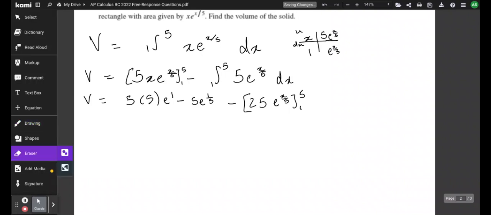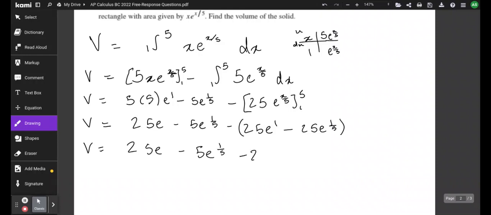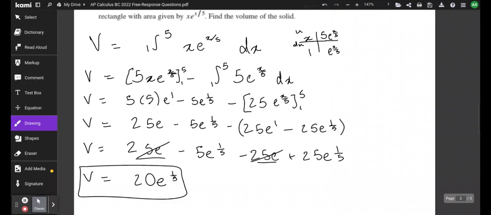And we should end up with 25e minus 5e to the 1/5 minus 25e to the first power minus 25e to the 1/5. So volume is equal to 25e minus 5e to the 1/5 minus 25e plus 25e to the 1/5. And so 25e and 25e cancel out. And 25e to the 1/5 minus 5e to the 1/5 just results in 20e to the 1/5. So now we found the volume of this figure right here. Volume is equal to 20e to the 1/5 power using integration by parts.